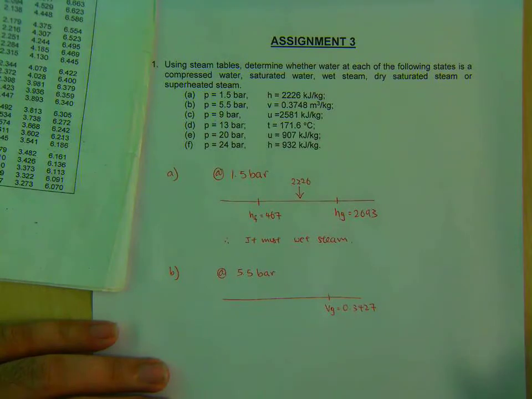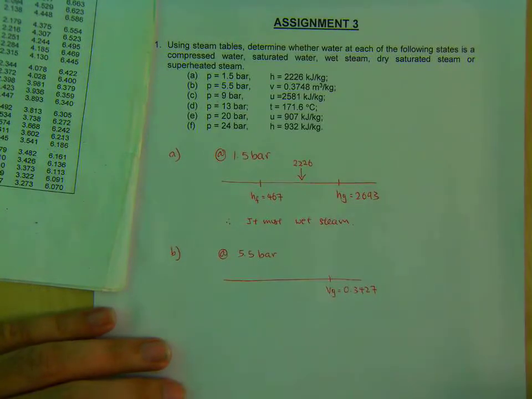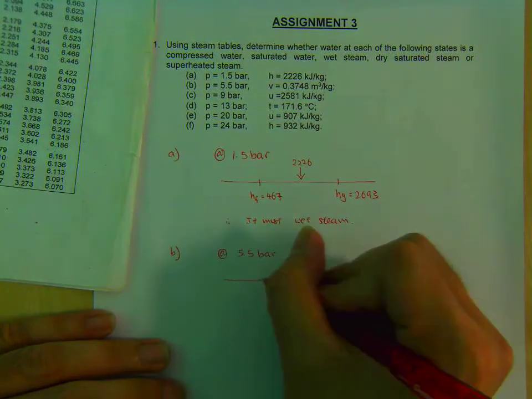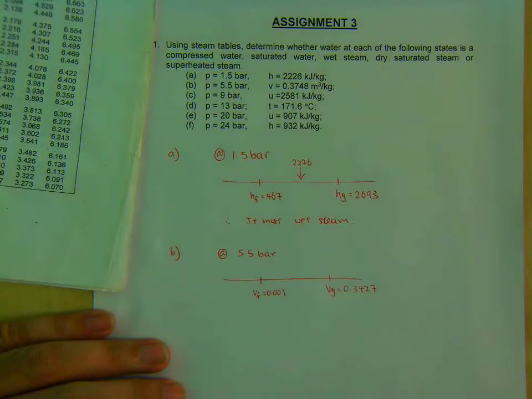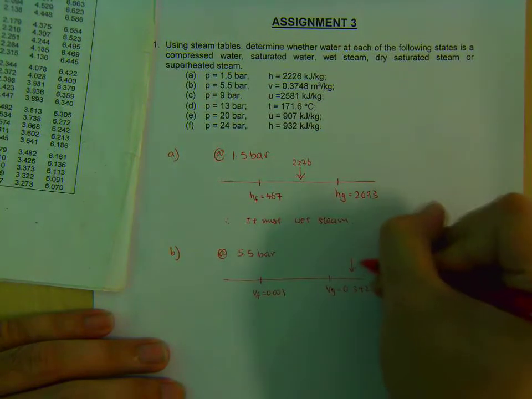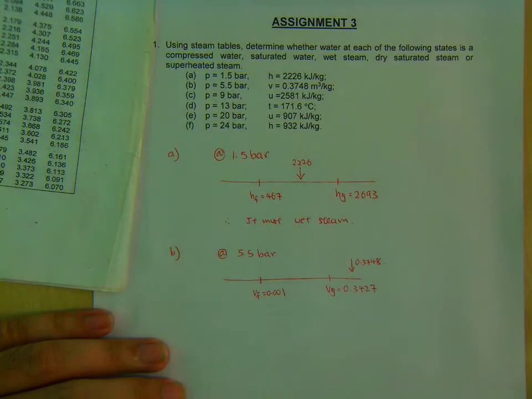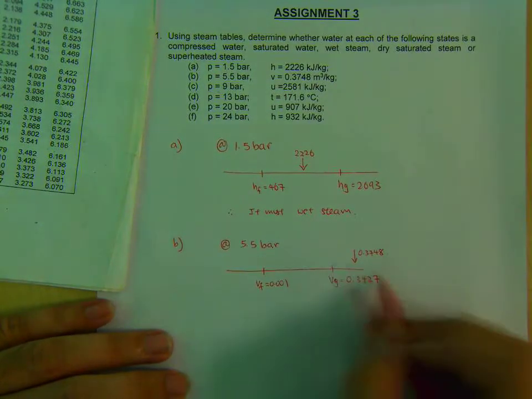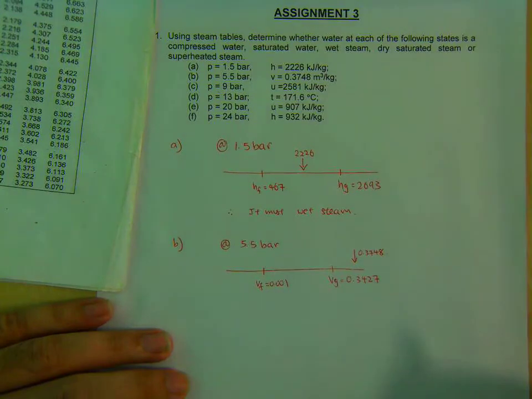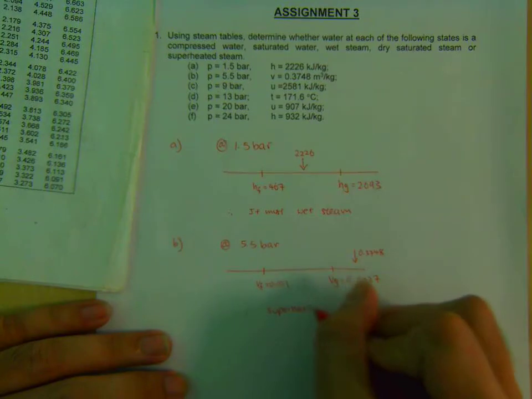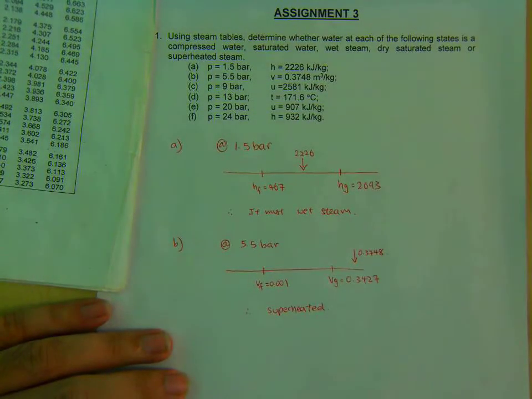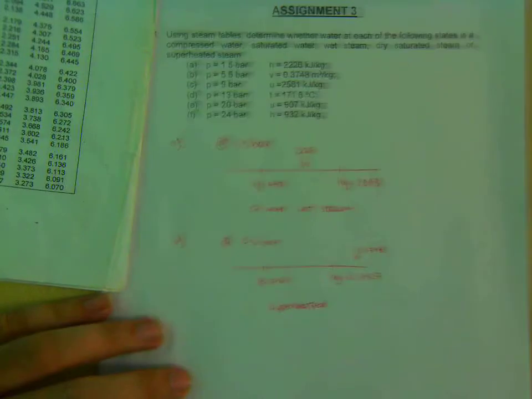You realize that again the table does not give you VF. As I mentioned during class, VF is always assumed to be 0.001. So where is your 0.3748? 0.3748 will be somewhere here. Since it's on the most right hand side of the number line, therefore it must be superheated.